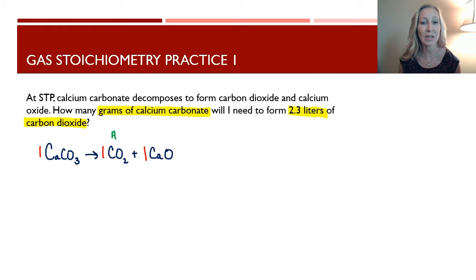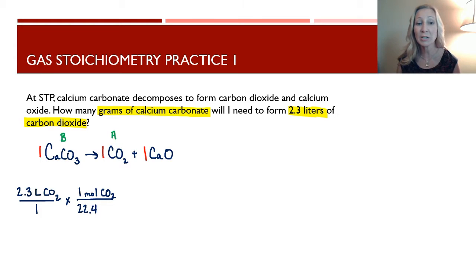Now, the information that I'm given is for carbon dioxide, so I'm labeling that as A. B is the information I want to try to find, so I want to find out information about calcium carbonate. The first thing I'm going to do is list my 2.3 liters of carbon dioxide. The next step is to figure out how many moles that is. Now this is at STP, so essentially all I'm going to be doing is dividing by 22.4, because at STP, 22.4 liters is the volume of 1 mole of any ideal gas.